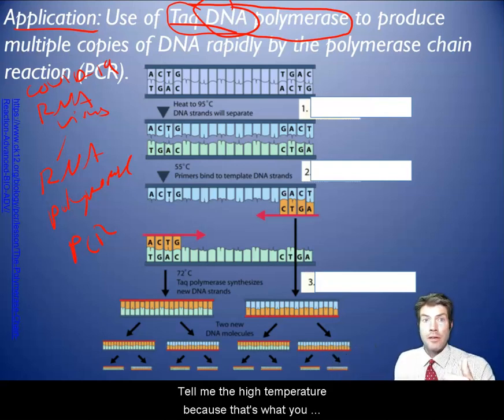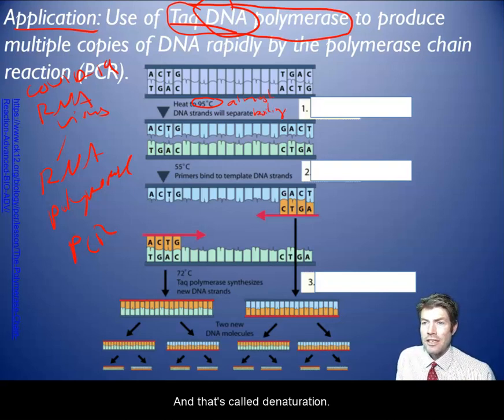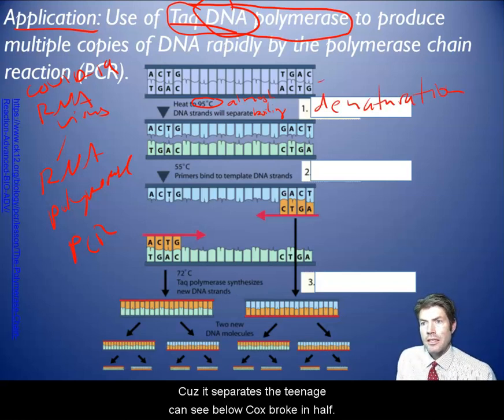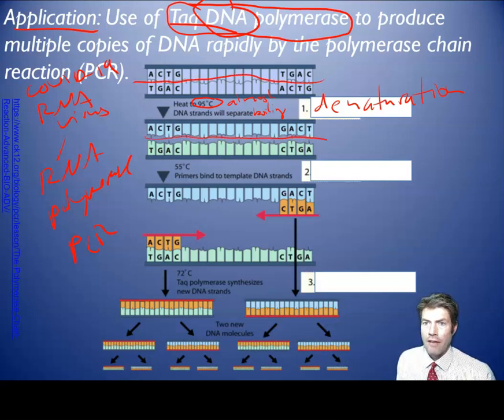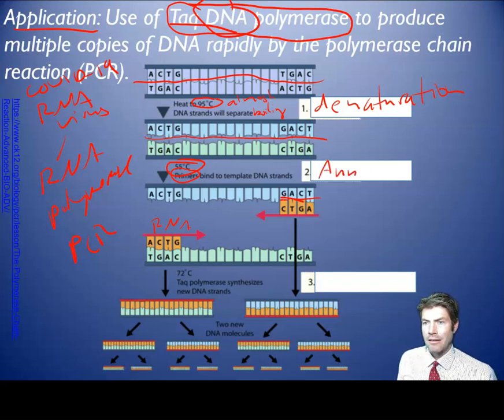because that's where you need PCR, because you need to separate the DNA. So you've got to heat it to 95 degrees Celsius. That's almost boiling. If it got up to 100, it would be boiling. And that's called denaturation, this step, because it separates the DNA, as you can see below, kind of broke it in half. Then you cool it down. And what that does is it allows primers, RNA primers, to bind to the template. It's called annealing.